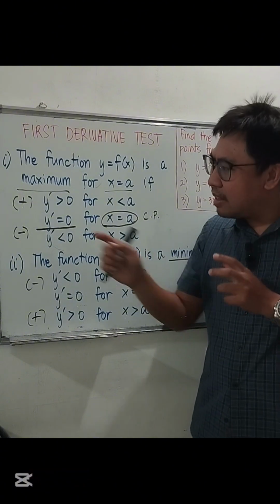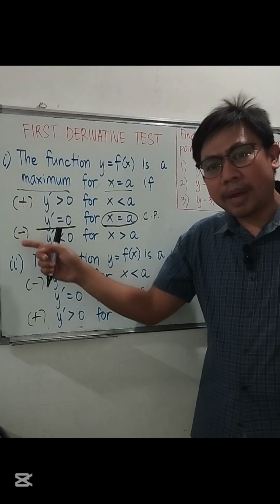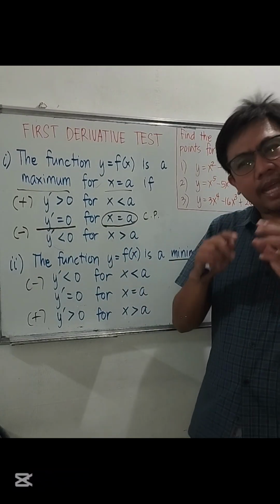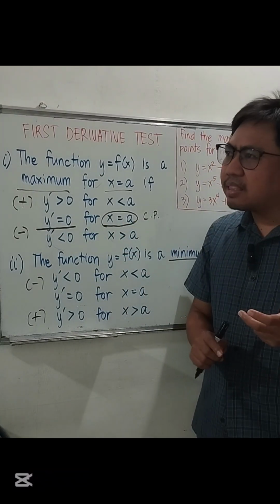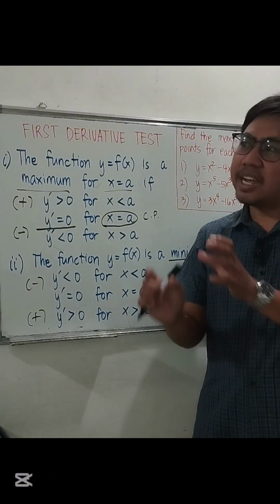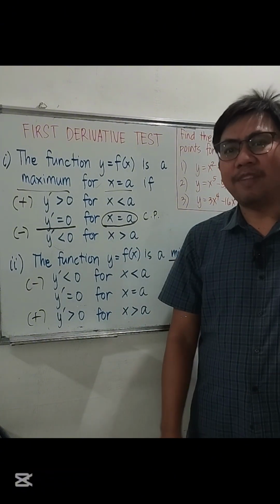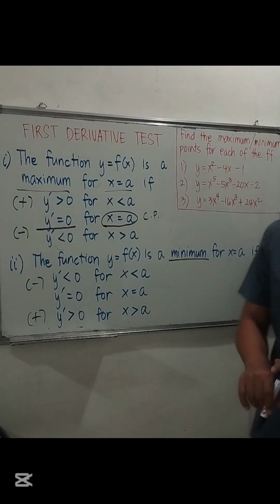If there's no change in sign, so positive to positive or negative to negative, then the critical point is neither a maximum nor a minimum. It's just a critical point, maybe a point of inflection. Okay, so let's solve these three problems.